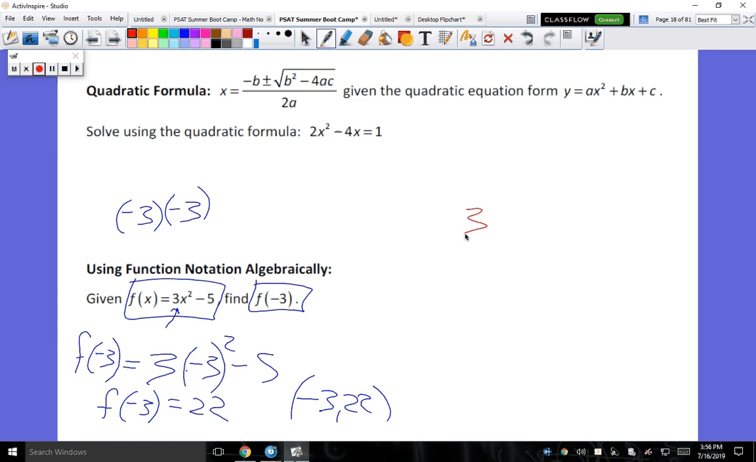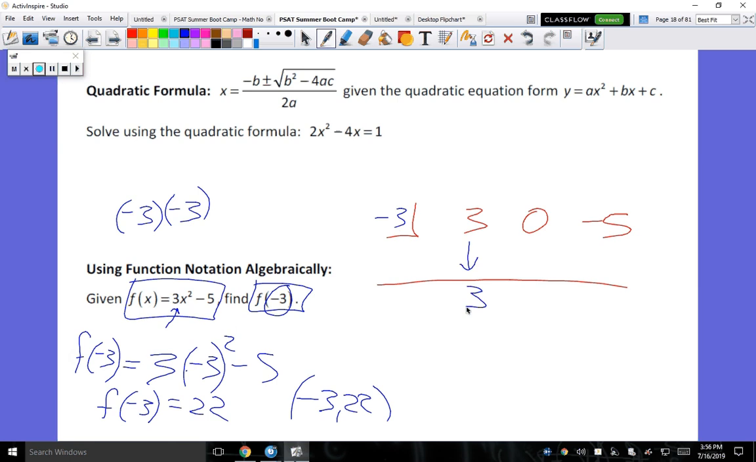3x squared, I'm going to write 3. I have no x's, so I'm going to write 0. And my constant is negative 5. I'm going to plug in a negative 3 into this synthetic substitution. These are the methods. This is pre-cal in case you're wondering.